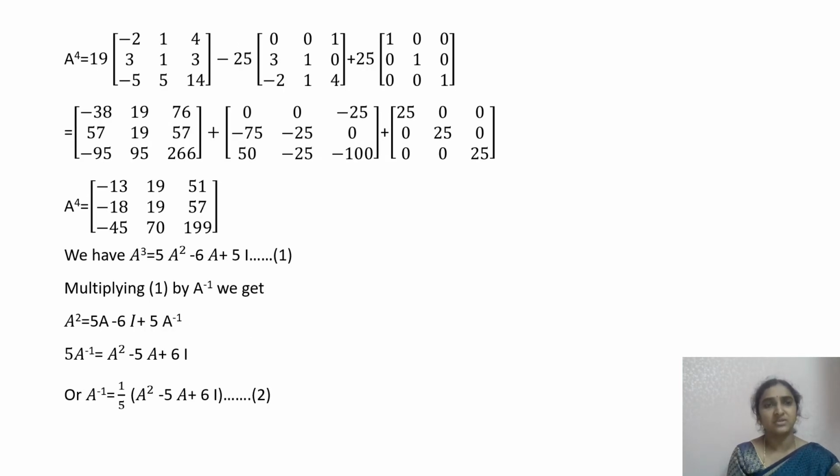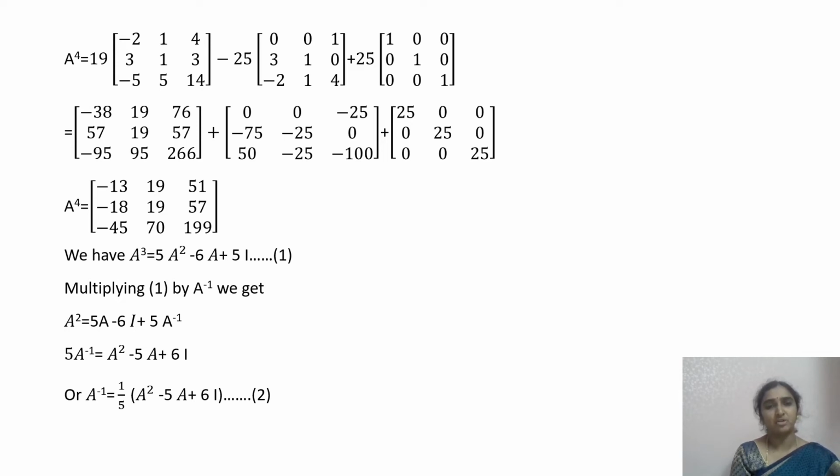Now let us find A to the power 4. On substituting A cube, A square and I, we would be getting A to the power 4 is equal to minus 13, 19, 51, minus 18, 19, 57, minus 45, 70, 199.